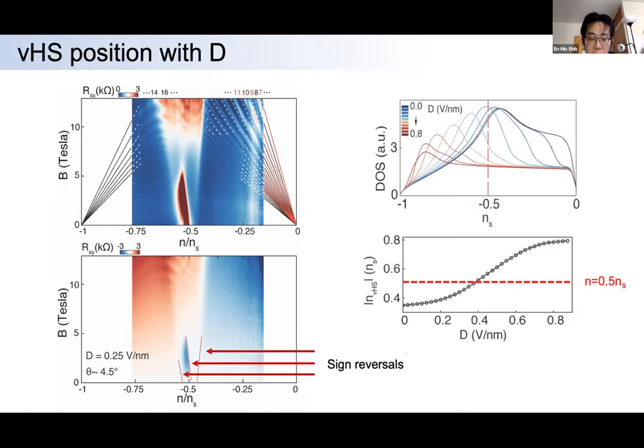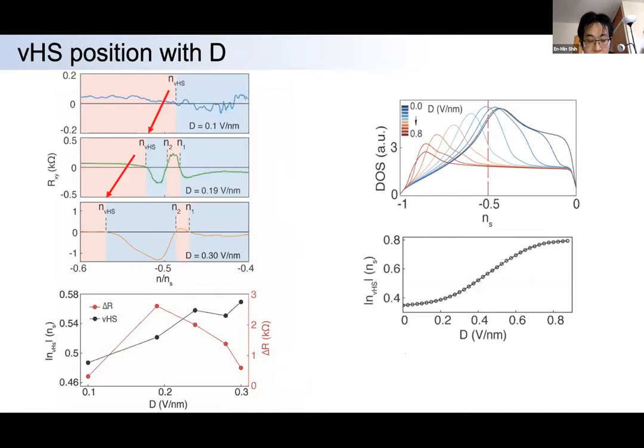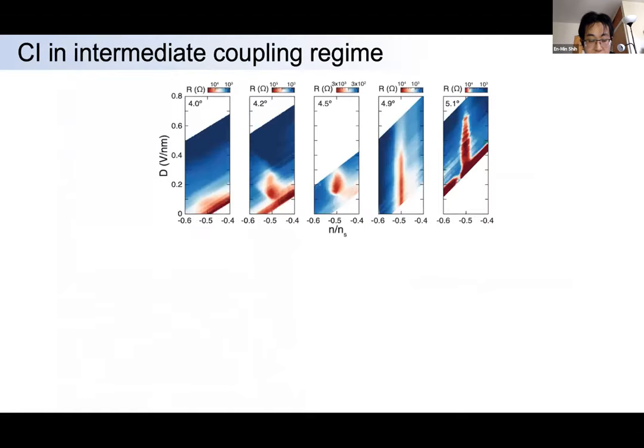From the DFT calculation, we expect the van Hove singularity, or the peak of the density of states, will move to higher filling as we increase the displacement field. And indeed, we measure the Hall resistance at one Tesla with different displacement fields. We see the crossing moving away from half filling to full filling as we increase the displacement field. As it moves away from half filling, the correlated insulating peak reduces to a smaller value. We can see this effect in all of our devices from 4 degrees to 5.1 degrees. The insulating state is the strongest when the van Hove singularity is at the half-filling position and gets weaker as the van Hove singularity moves away.